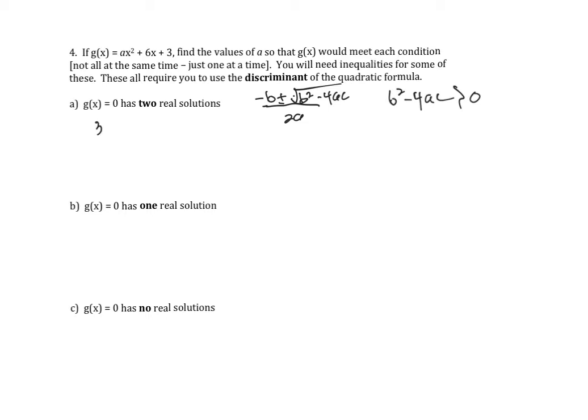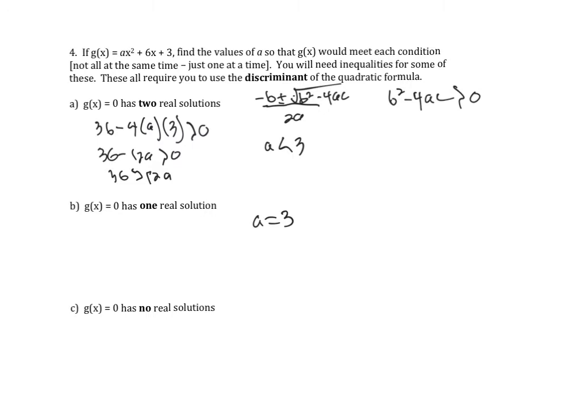So we need b squared minus 4ac for the first one to be greater than 0, which means that we need 36 minus 4 times a times c to be greater than 0, which means that we need 36 minus 12a to be greater than 0, which means 36 has to be greater than 12a, and so that means 3 has to be greater than a, so a has to be less than 3. In this case, if a is equal to 3, we end up with b squared minus 4ac equals 0, and we get just one solution.